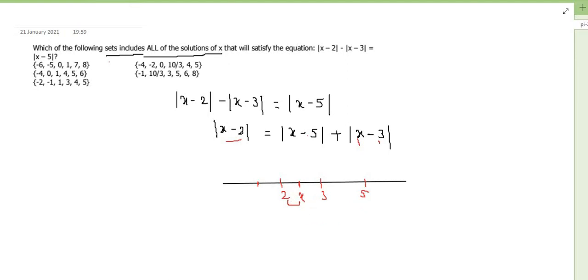here. Let's check between 3 and 5. Is it possible between 3 and 5? Let's say your x is between 3 and 5. So this distance is equal to the sum of this distance and this distance. Now this looks quite possible. Now can you think of a value?